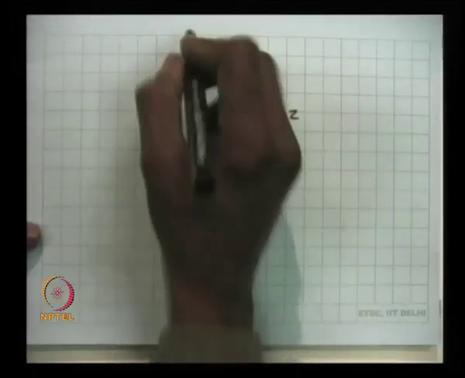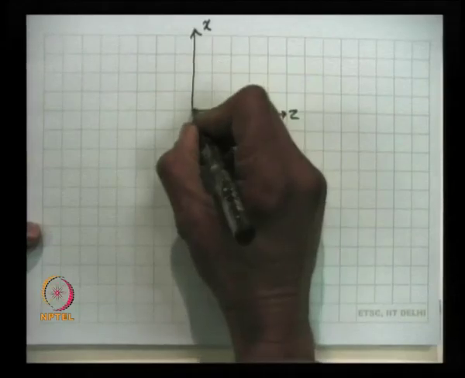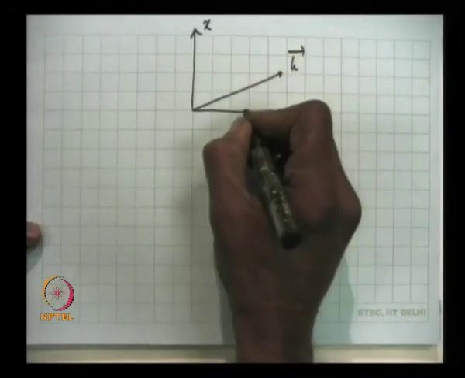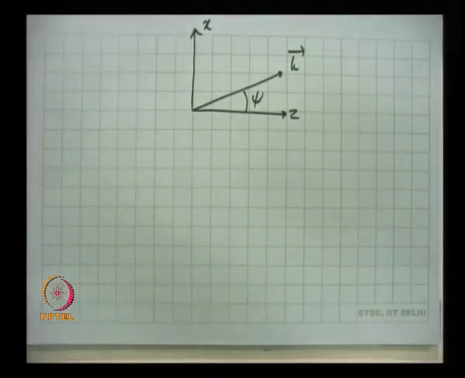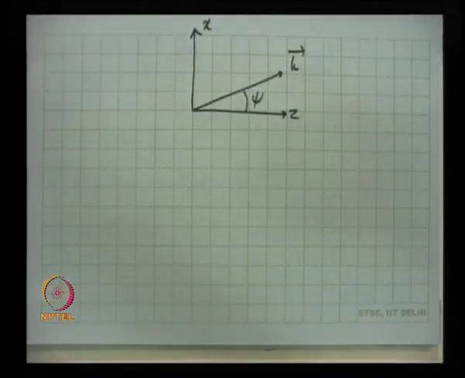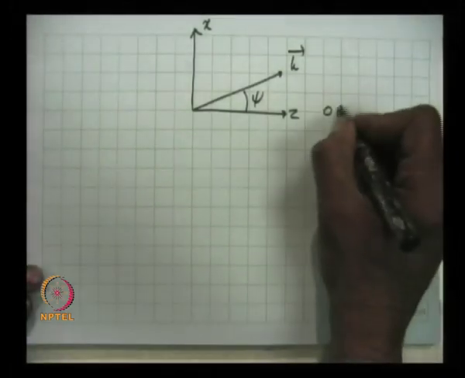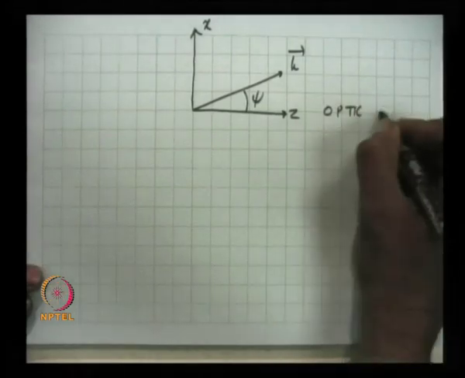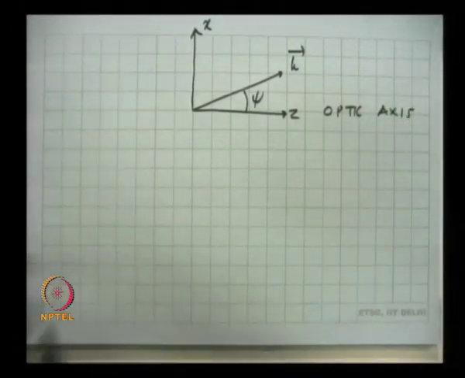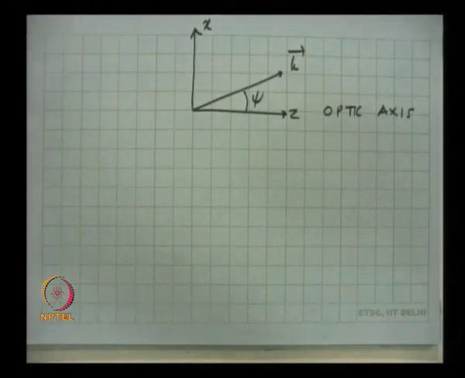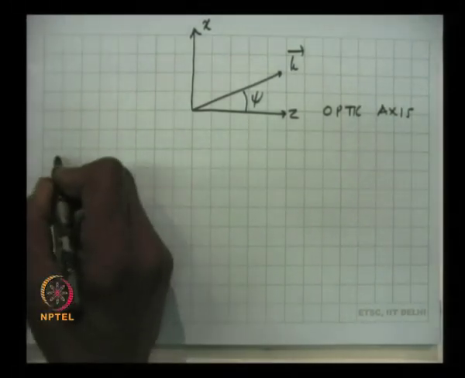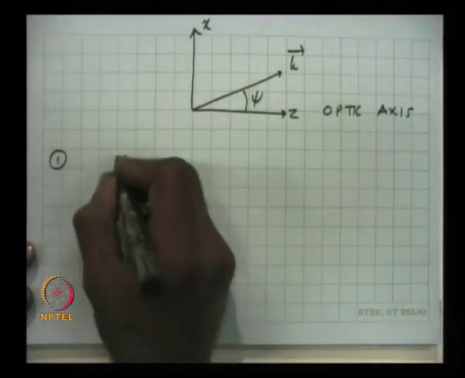The second case we looked at is when you have a propagation in the xz plane. So, the k vector makes an angle psi with z axis. So, in uniaxial it is making an angle psi with the optic axis. Z axis is the optic axis. So, it makes an angle psi with the optic axis. We found two solutions. The first solution was, so let me draw the figure here again.